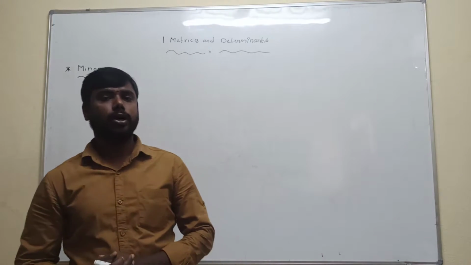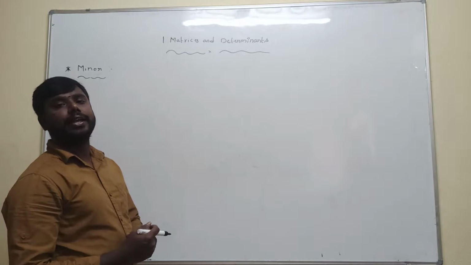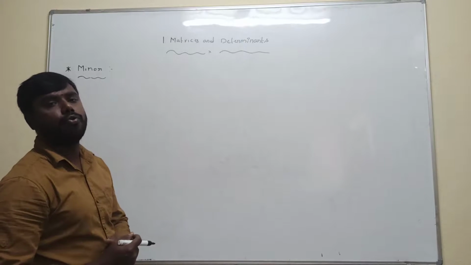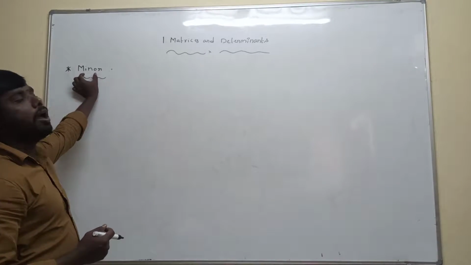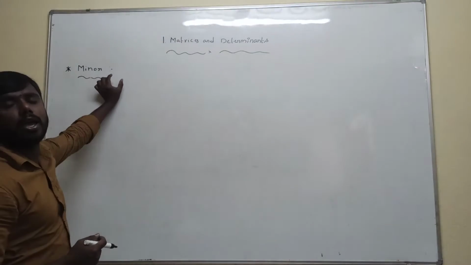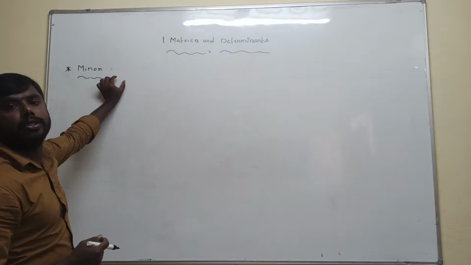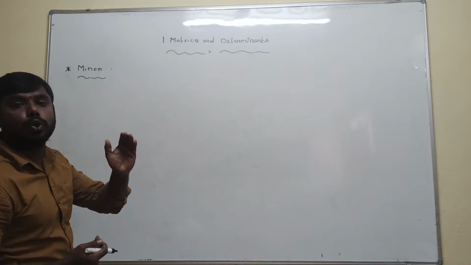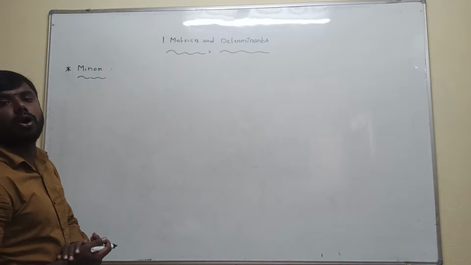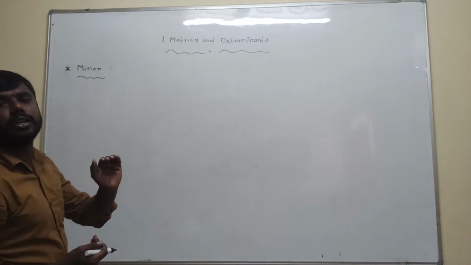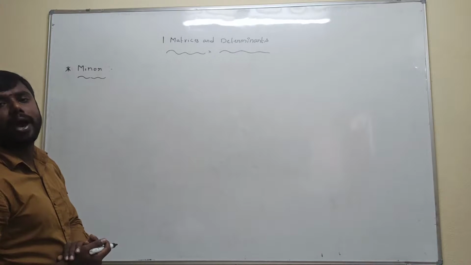Today we are discussing a new topic: minor, cofactor, and also adjoint of a matrix. First of all, we are discussing minor. What is the meaning of the minor? The minor of an element Aij of a determinant is obtained by deleting the ith row and jth column in which the element Aij lies. So the minor of element Aij is denoted by Mij.